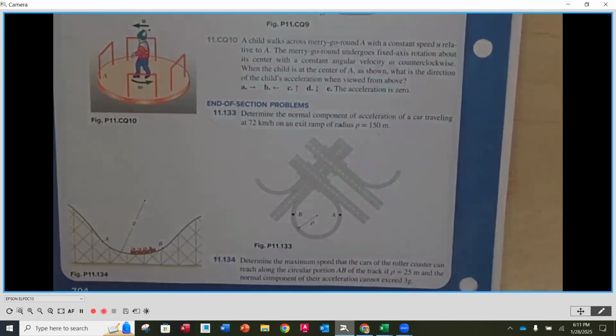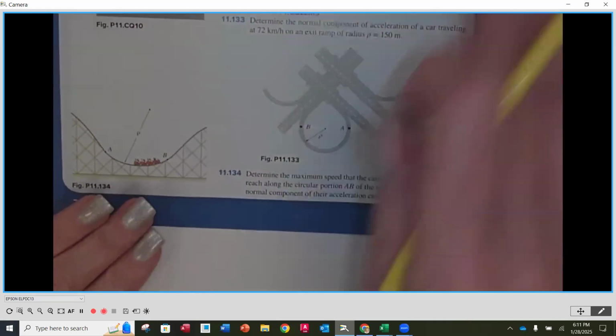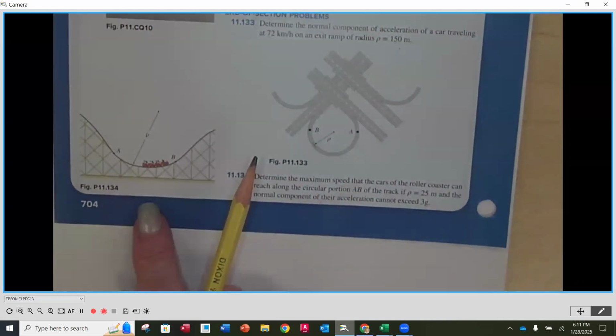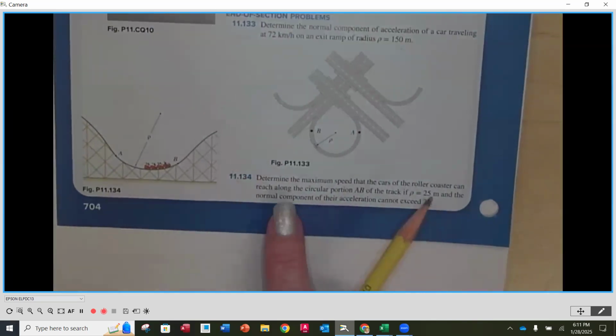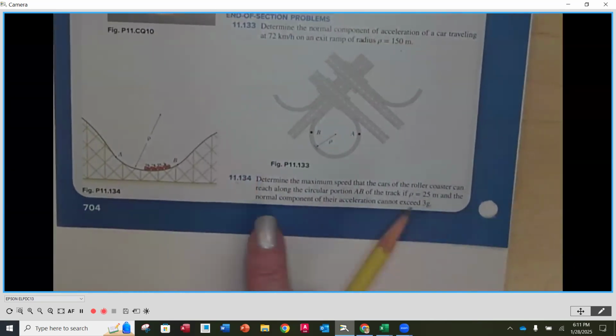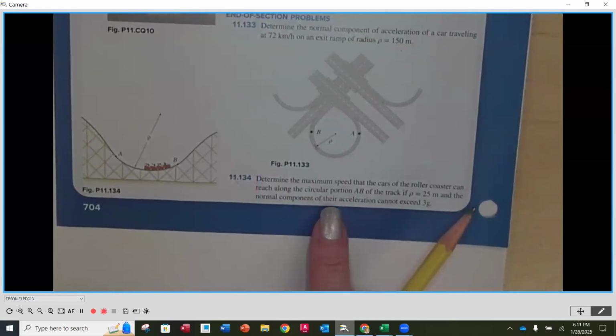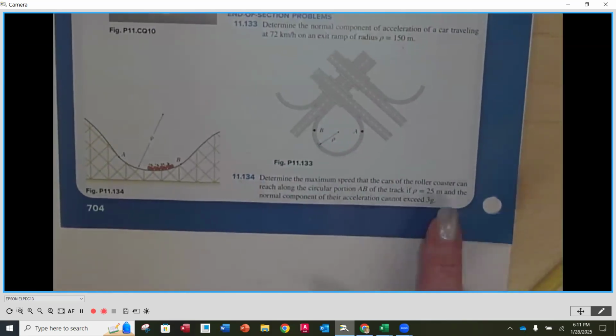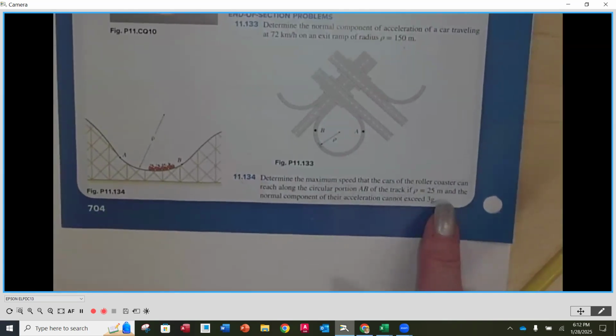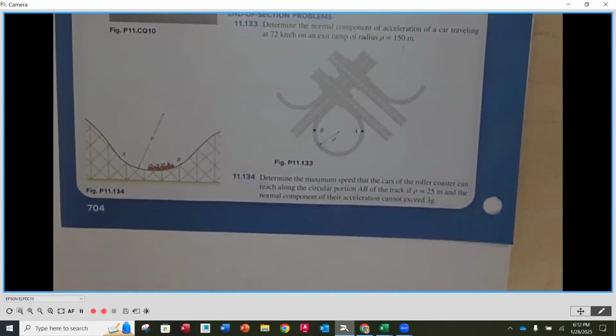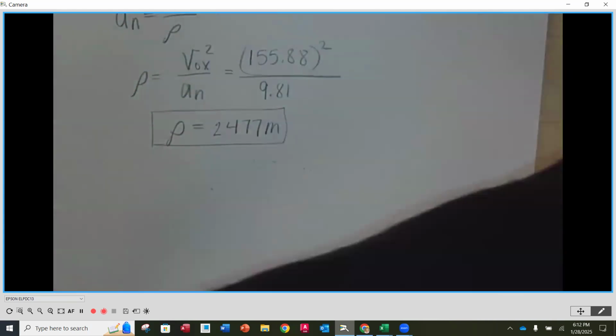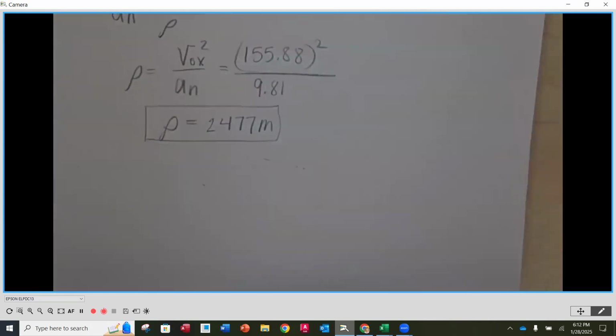Oh, I'm sorry, I think I have 3 problems assigned for you guys now too. So that's the first one. The next one is going to be 134, because I thought, yeah, I did that roller coaster. It says determine the maximum speed that the cars on the roller coaster can reach along the circular portion AB on our track, which has a rho of 25 meters. Okay. And then the last one that you have is going to be 145. And that's a little bit further along in the chapter.